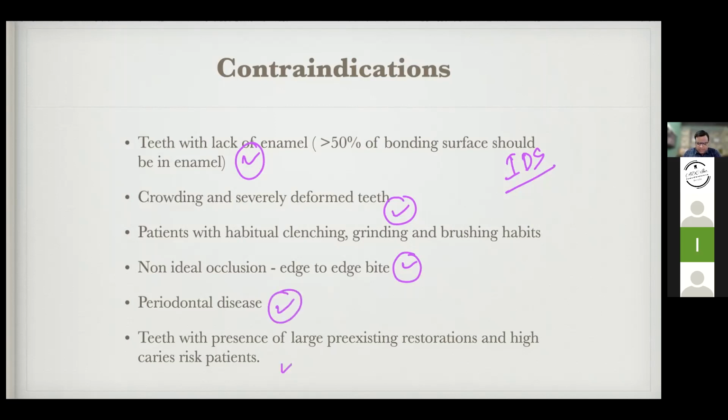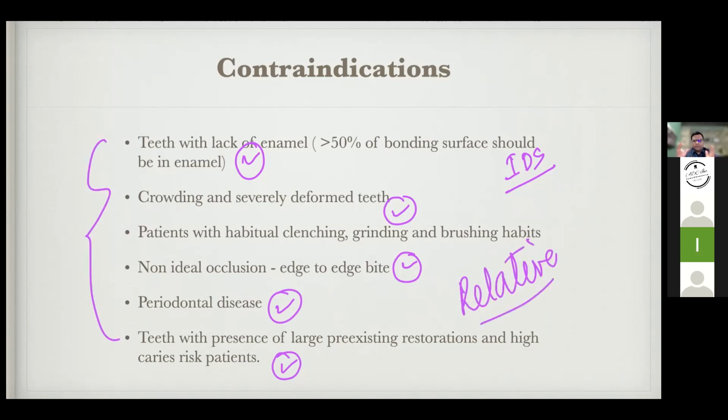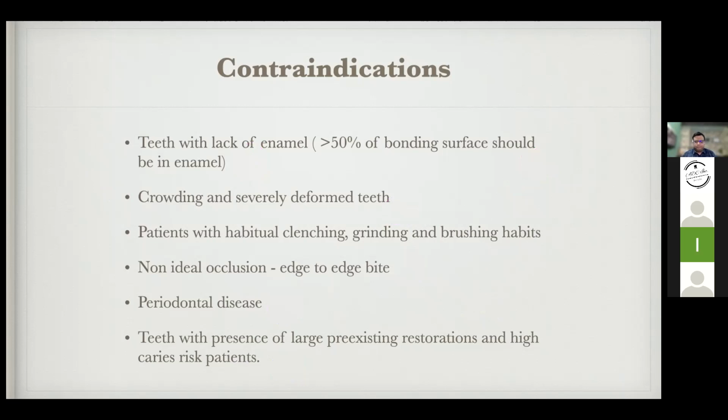Teeth with large pre-existing restorations and high caries risk patients, even these, you can manage them first, get the caries risk down, and then you can look at bonding. So all of these, frankly, are relative contraindications. That means they cannot be done right at the moment, but if you are able to manage all this, you can definitely do a veneer in those cases also.